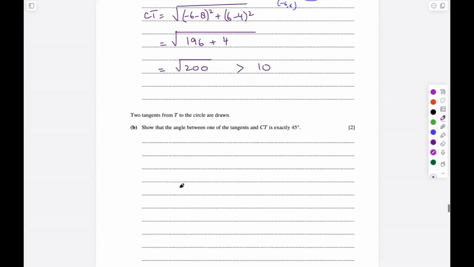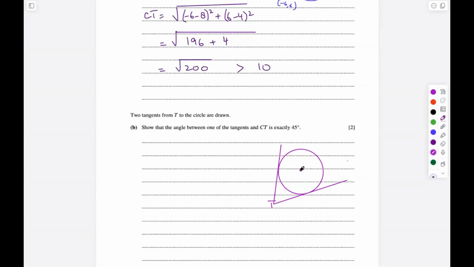In part B, it says two tangents from T to the circle are drawn. Show that the angle between one of the tangents and CT is exactly 45. Now, let's make a circle over here again. Assuming this is the center, and point T is, let's say, up here. So we are drawing two tangents from T. One of the tangents will be over here, touching the circle at a tangent.